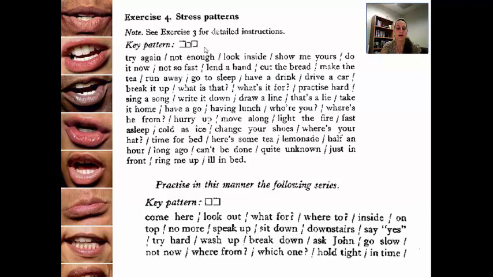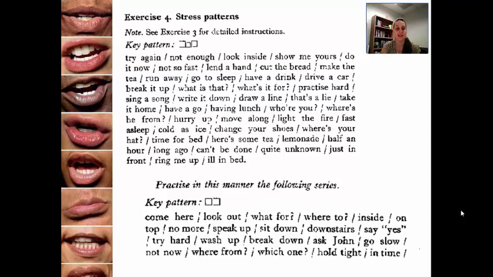Notice how it's strong stress, weak stress, strong stress. Okay, and then let's contrast that with the second series, where the stress pattern, and I'm pointing to it right now with my mouse, is equal across. So: come here, look out, what for, where to. Notice how each of these is usually 2 words, and each of those words is 1 syllable.